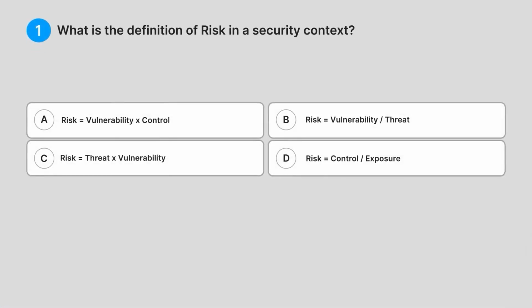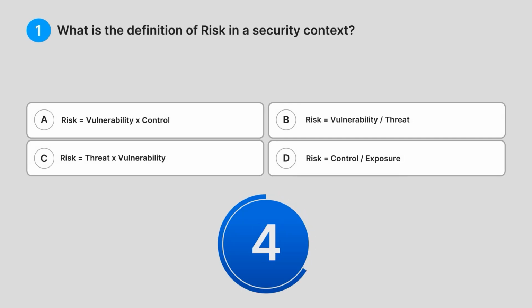1. What is the definition of risk in a security context? A. Risk = vulnerability x control. B. Risk = vulnerability / threat. C. Risk = threat x vulnerability. D. Risk = control / exposure. Can you guess the answer?